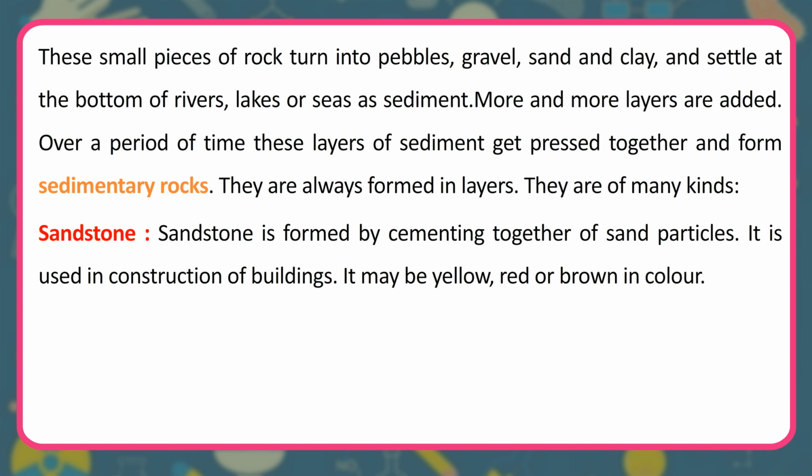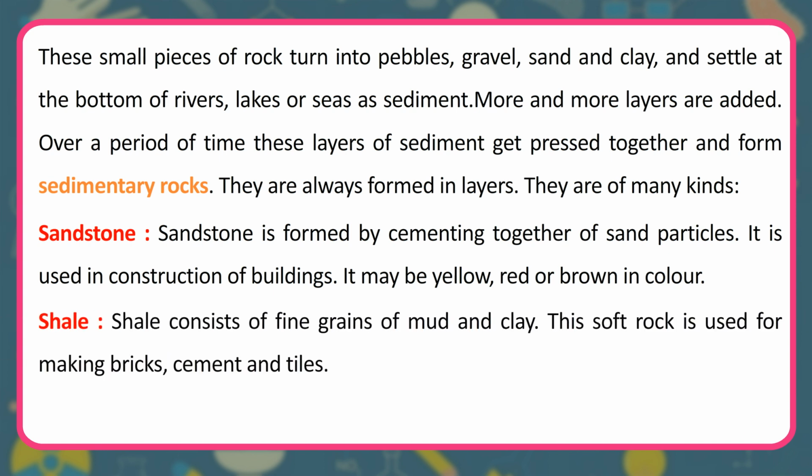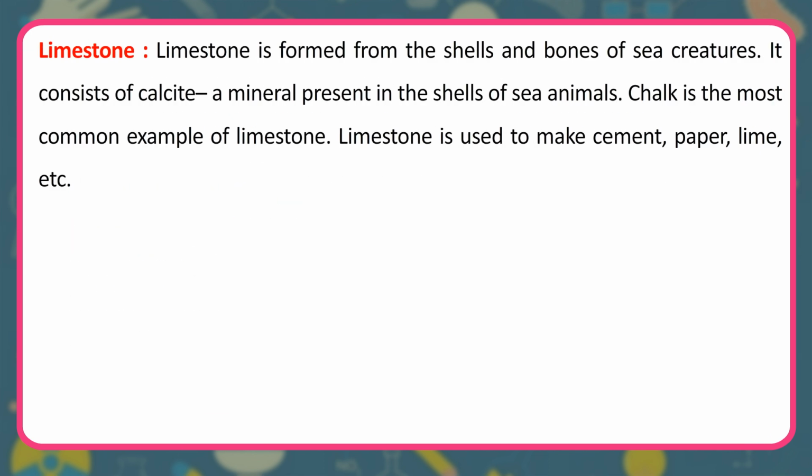Sandstone. Sandstone is formed by cementing together of sand particles. It is used in construction of buildings. It may be yellow, red or brown in color. Shale. Shale consists of fine grains of mud and clay. This soft rock is used for making bricks, cement and tiles.